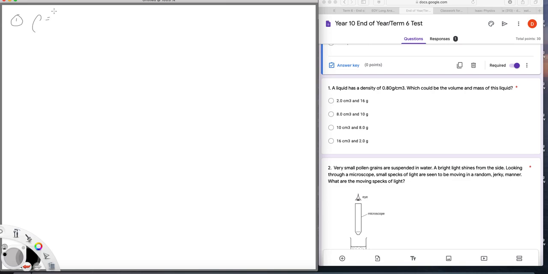Density we know is mass over volume. What could be the volume and mass? So we're looking for mass over volume 0.8. Well, 16 over 2, that would give us 8, so that's no good. 10 divided by 8 would give us somewhere over 1. 8 divided by 10, well, that's sounding promising. 8 divided by 10 is 0.8, and 2 over 16 is 1 over 8, which is not 0.8. So the answer is that one.